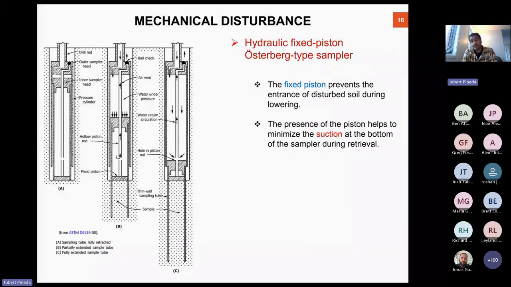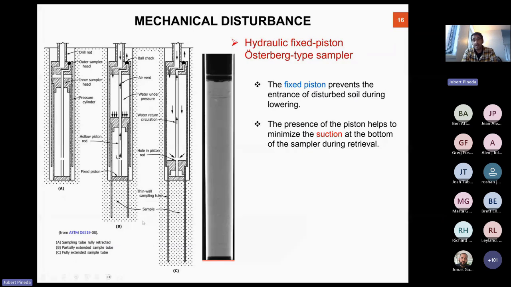The fact that we have the piston at the top helps counterbalance the suction that is created at the base of the sampler. This reduces the disturbance that normally occurs at the top and bottom ends of the tube, and therefore minimizes the subhorizontal cracking that you have seen in the CT scans before. So this is a CT scan of a fixed piston sample in Balina clay from the same depth as the previous Shelby tubes I just discussed.